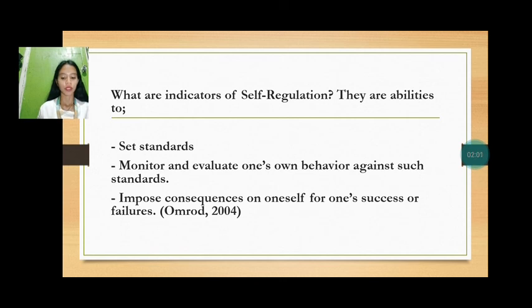The last one is to impose consequences on oneself for one's success or failures. You should reward yourself for the outcomes of your standards if they are good. You should create a punishment or consequence so that you will be motivated to achieve your goals in life.